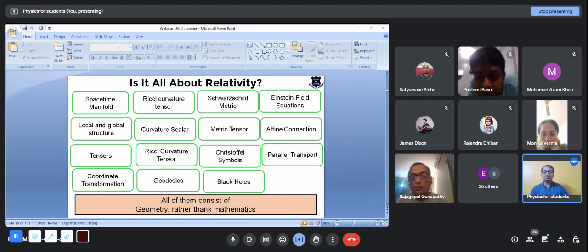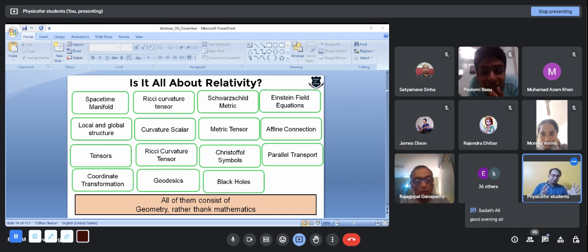So these consist of the geometry. That means any student, maybe Amal or Monica or James, who is willing to learn general relativity, the first thing you have to keep in mind is: am I good in geometry? Am I good in visualization? Do I have an intuitive mind? All those things.